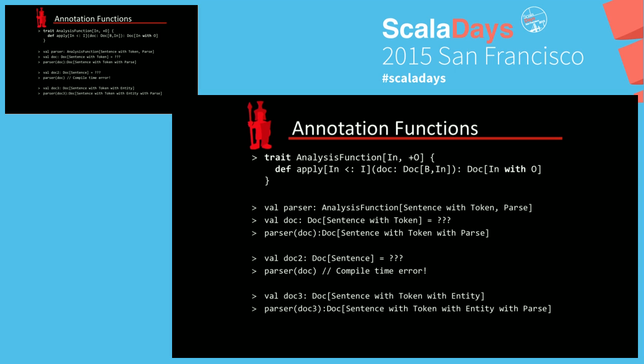So instead, we have this thing called annotation functions. They are very similar to Function1, but they have an extra type parameter that just remembers what the type of the input was. It allows us to remember all the types that we want. It allows us to write our method as something that takes sentences with tokens and parses, and even if we pass in something that has tokens and entities, it'll remember the entities and not forget them.